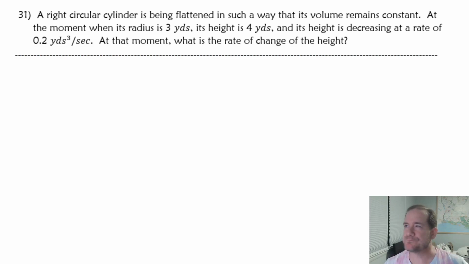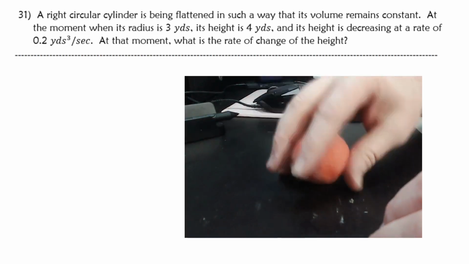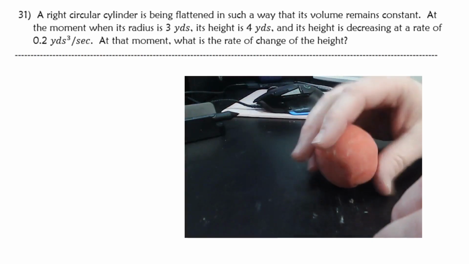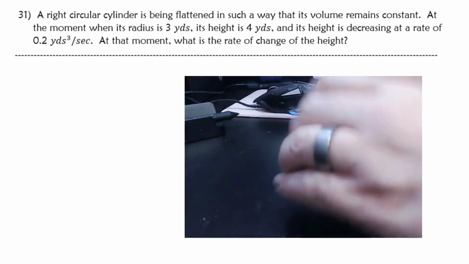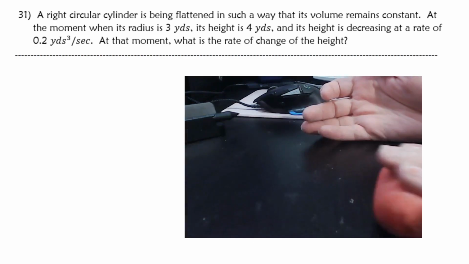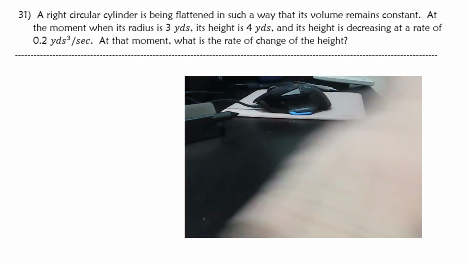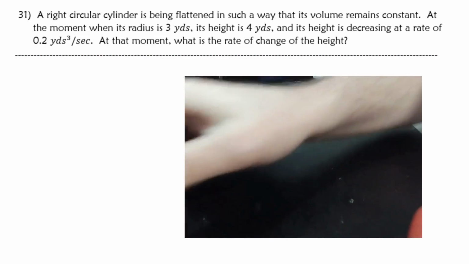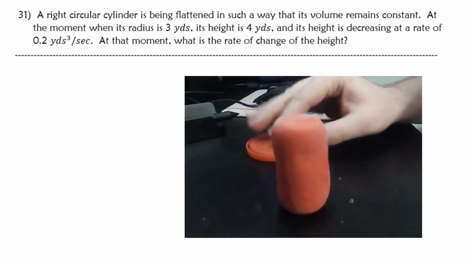Here's 31. So 31 is a little different, actually. Okay. So, I wanted to try something a little different here. I don't know if anybody needs this. Obviously, skip ahead if you don't. But this question is talking about a right circular cylinder that's being flattened in such a way that its volume remains constant. That should probably sound to you a lot like somebody took a bunch of Play-Doh and they made a cylinder.